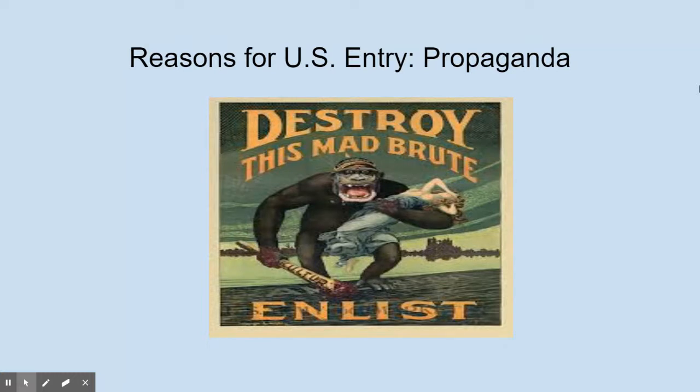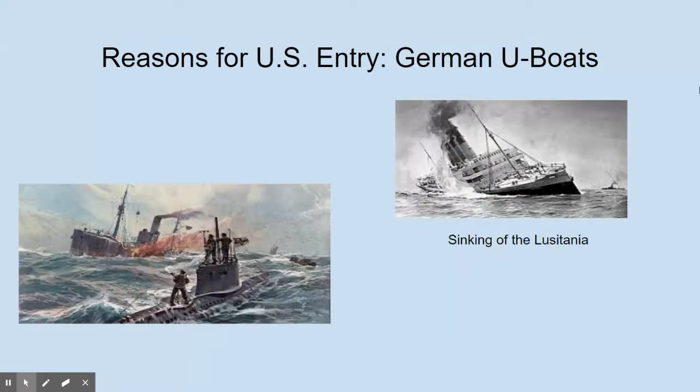Reasons for U.S. entry. Propaganda. Yellow journalism in the United States greatly exaggerated stories of German aggression during the war. This led to growing negative attitudes towards Germany and even towards German Americans living in the United States.